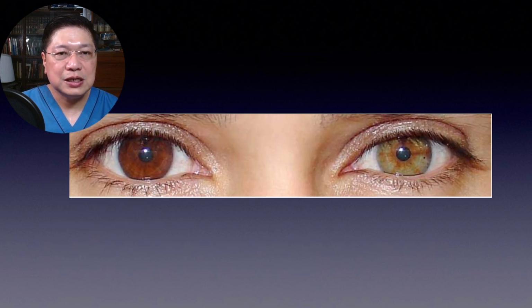Now, this is heterochromia. The normal eye is the darker eye because of the loss of the stromal tissue in the other. The lighter eye, which a lot of people consider the more beautiful eye, is actually the pathologic eye. So in this case, the one on your right is the abnormal eye.